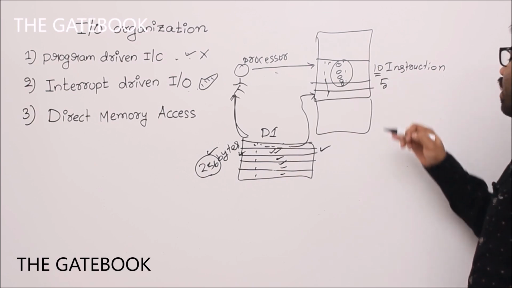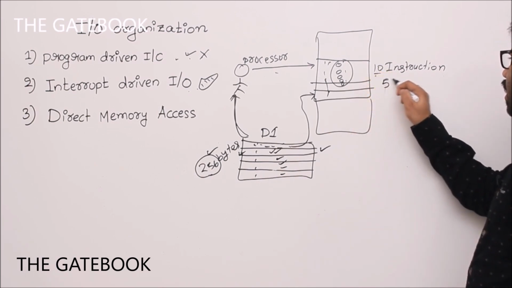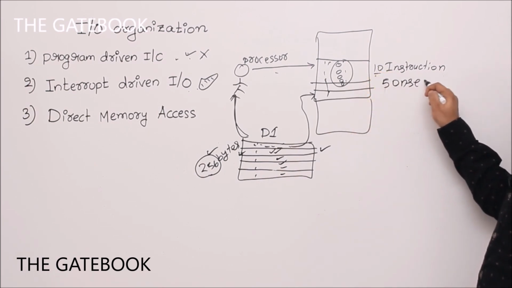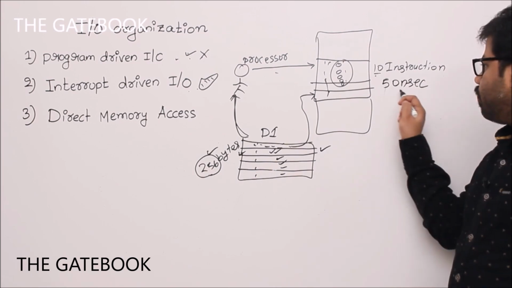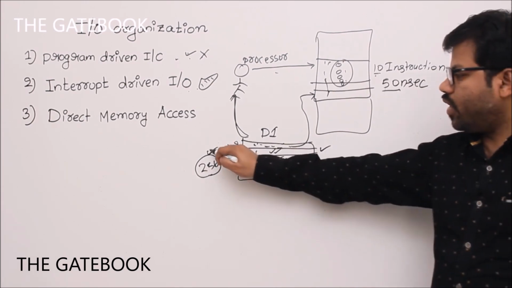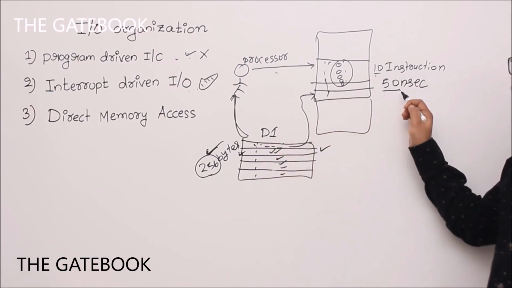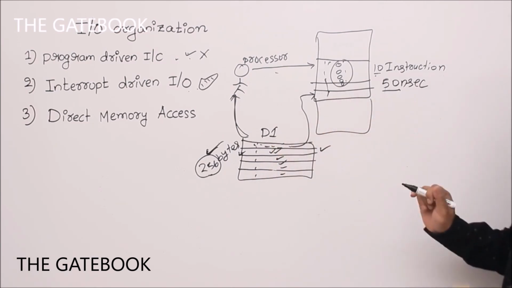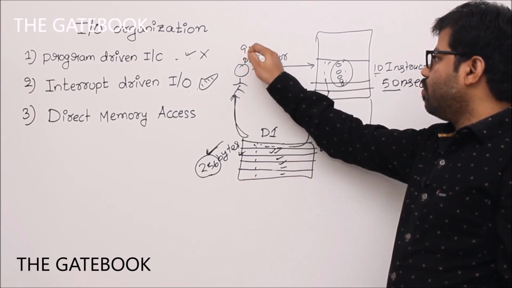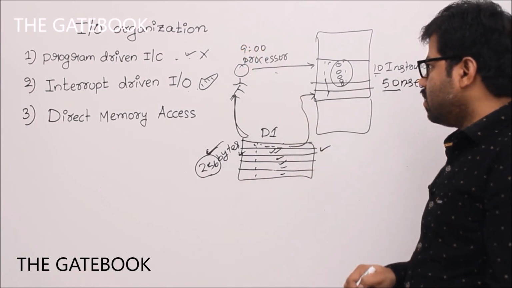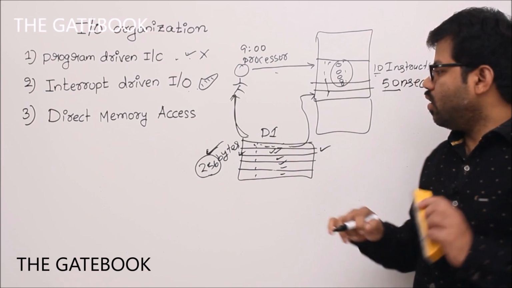Okay, each one is 5 nanoseconds. Then that entire interrupt service routine program is taking 50 nanoseconds. So I can say that if you have 256 bytes, to transfer each byte you need 50 nanoseconds. Why? We will see.